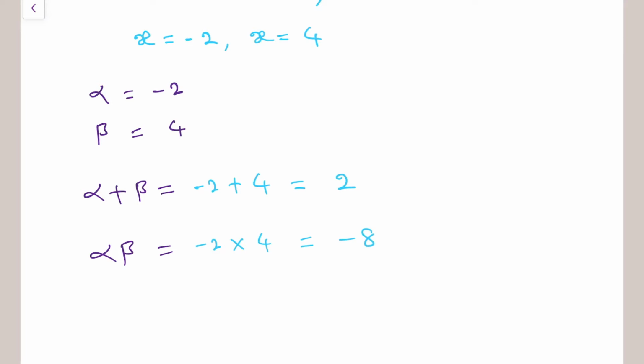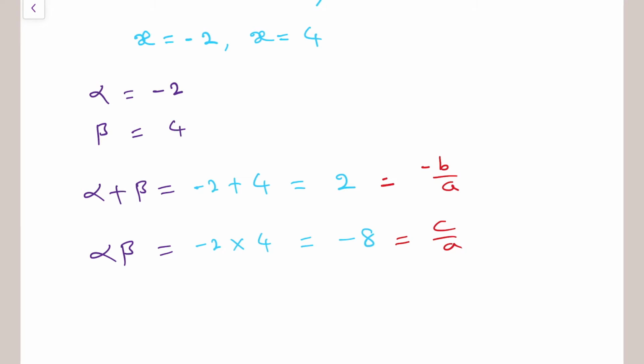Now we need to compare these with the minus b by a value as well as the c by a value, because alpha plus beta, that is the sum of the zeros, has the formula minus b by a. Alpha into beta, that is the product of the zeros, has the formula c by a.